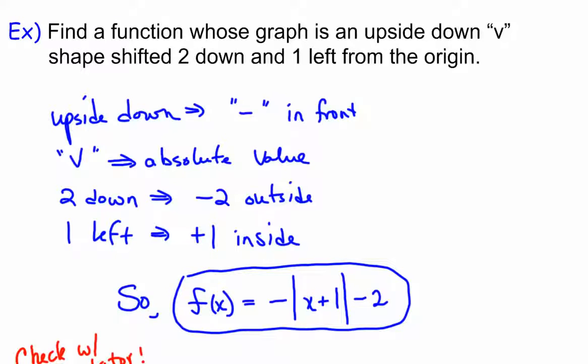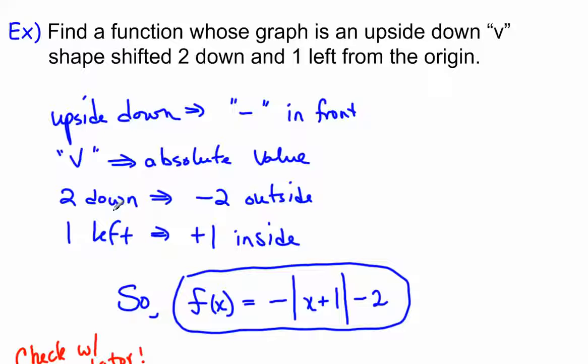Let's go the other direction, and they're telling us something about our graph, and we're supposed to come up with the equation. They want us to find a function that's a shape of v, but it's upside down, and it's going to be shifted 2 down and 1 left. Right, so upside down means it's going to have a negative in front. If it's a v shape, we know that's going to be our absolute value function.